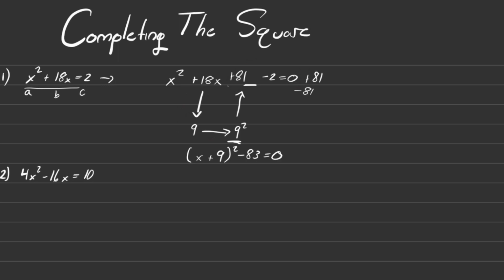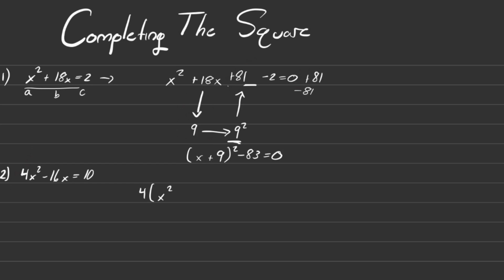Okay, so the next problem, this problem is a bit different to the last problem. We have a leading coefficient in the A term. So what we want to do is factor that out. So we factor out 4 from the x terms, only the x terms.